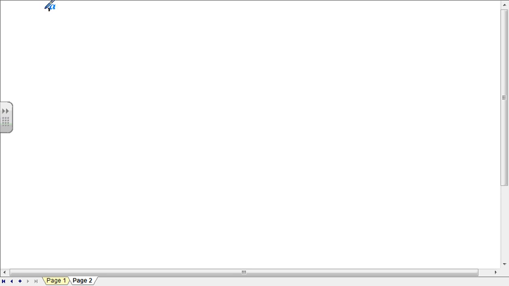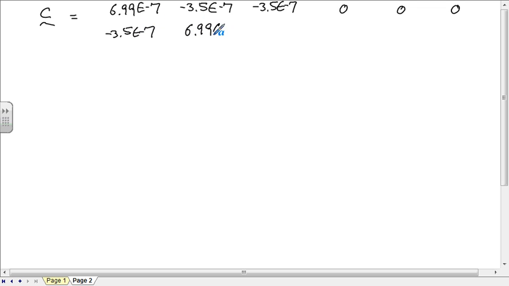The way to do this is you have your compliance matrix. Tell me if anyone disagrees with this, but I got 6.99 times 10 to the minus 7, negative 3.5 times 10 to the minus 7, negative 3.5 times 10 to the minus 7, and then zeros. And then I got negative 3.5 times 10 to the minus 7, 6.99 times 10 to the minus 7, negative 3.5 times 10 to the minus 7, and zeros.